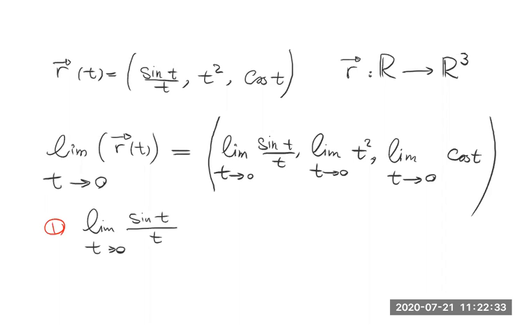Well, when t goes to 0, sine of t also goes to 0. So what I have here goes to 0, and what I have here also goes to 0. This is actually the case for, as mentioned in the comments, L'Hopital.